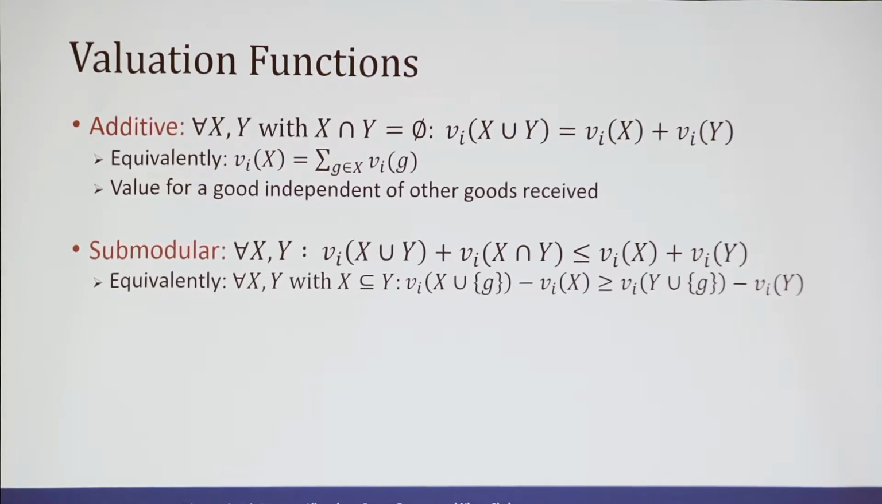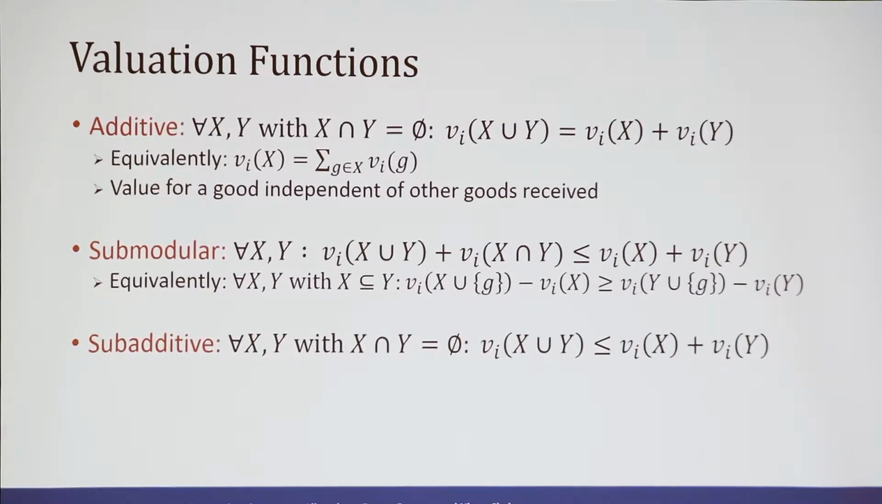So we have submodularity, which says, I think the most helpful definition is the bottom one here. It says that if X is a subset of Y, then the marginal value of adding an additional good to our X subset is at least as much as the value of adding that good to the Y subset. Right, so that's submodular evaluations.